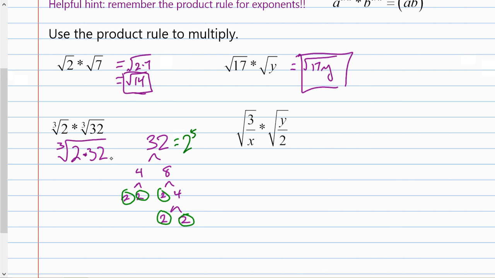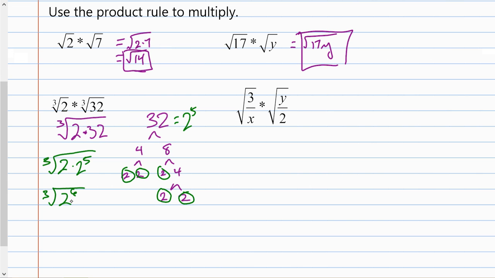So back to my radical, I really have the cube root of 2 times 2 to the 5th. Using my rules of exponents, I know that that's 2 to the 6th power. So I'm looking to simplify the cube root of 2 to the 6th. But we can use the rational exponents we talked about earlier and turn this into 2 to the 6 thirds, which is 2 squared, which is 4.